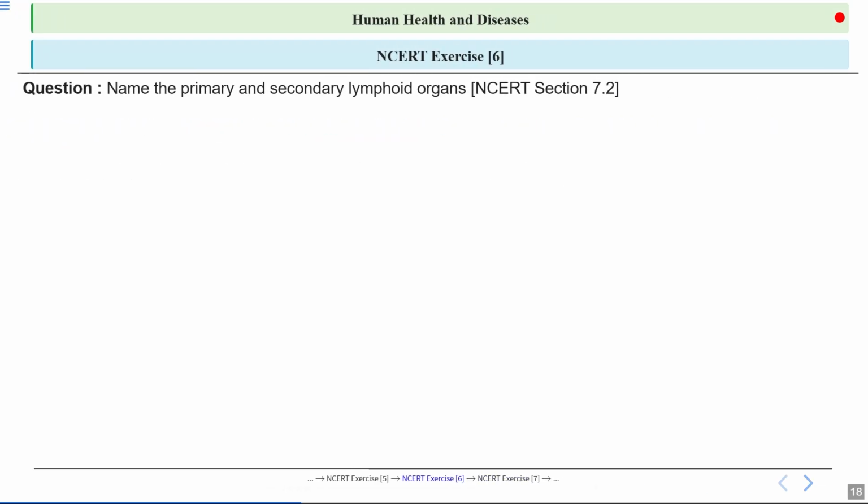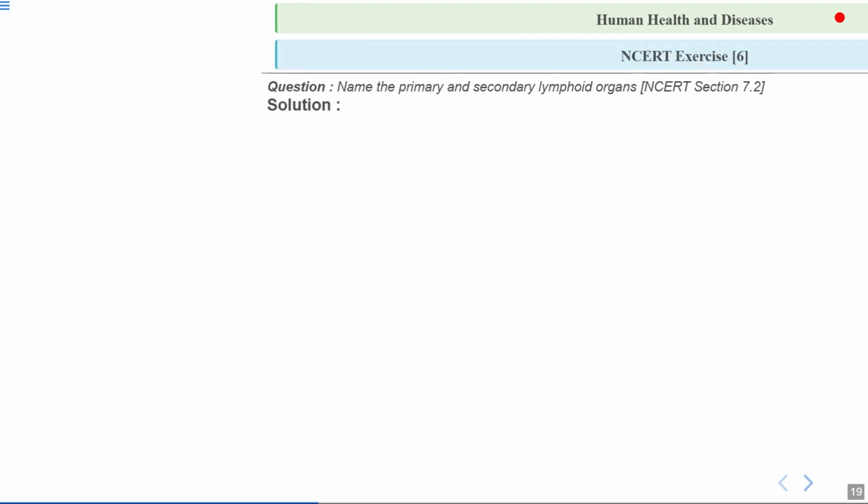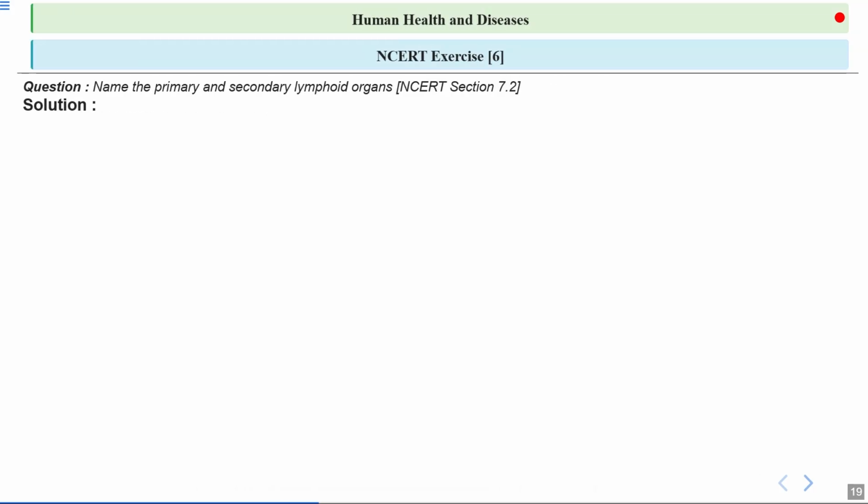The next one: name the primary and secondary lymphoid organs. So we are focusing on lymphoid organs here, which are crucial parts of our immune system. Let's discuss the answer for this question. Primary lymphoid organs include the bone marrow and the thymus. These are the main sites where lymphocytes are produced and mature.